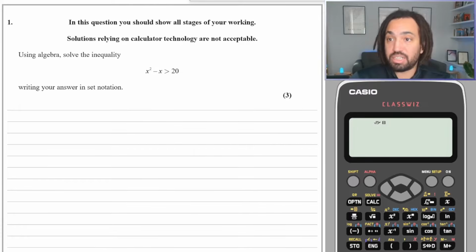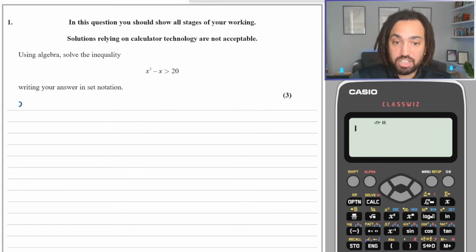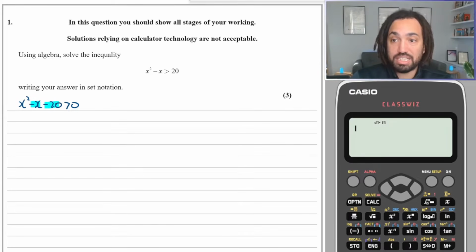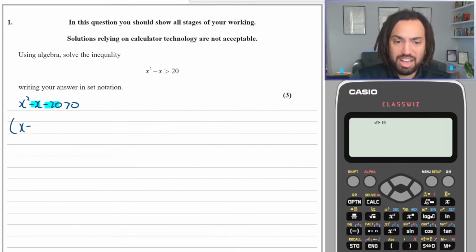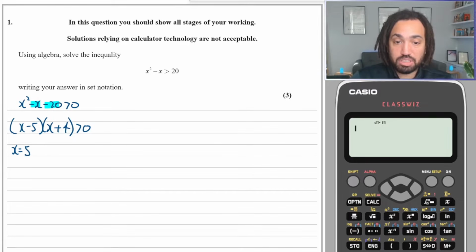Let's get into it. Got a quadratic inequality. First thing I'm going to do is set it equal to 0, and then I'm going to factorize it. I need to find two numbers that add to make -1 and times to make -20. Those are -5 and +4. And then I'm going to solve these brackets to get +5 and -4.